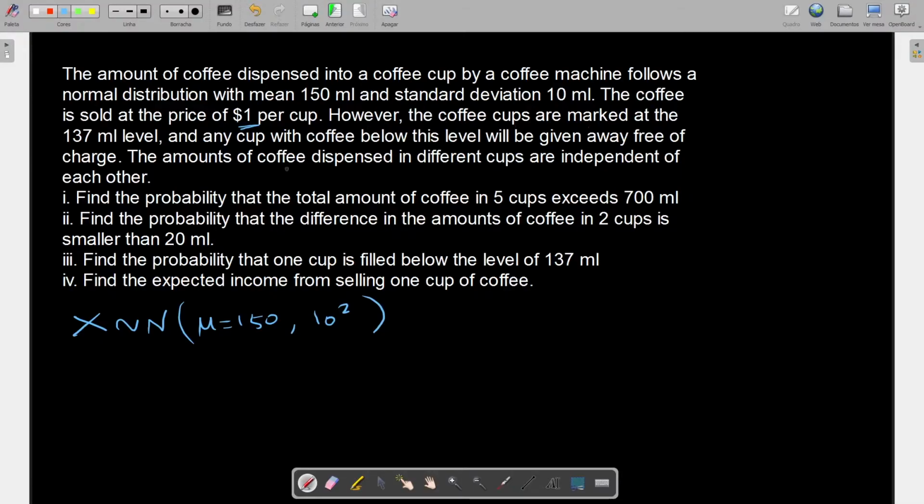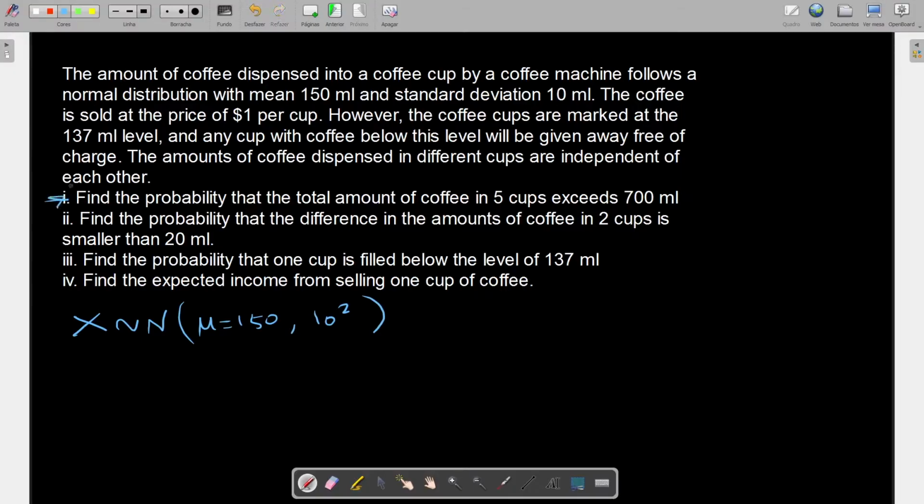However, the coffee cups are marked at the 137 milliliters level, and any cup of coffee below this level will be given away free of charge, okay? So the amounts of coffee dispensed in different cups are independent from each other. What this means is that the result from one guy doesn't influence the result from another guy.